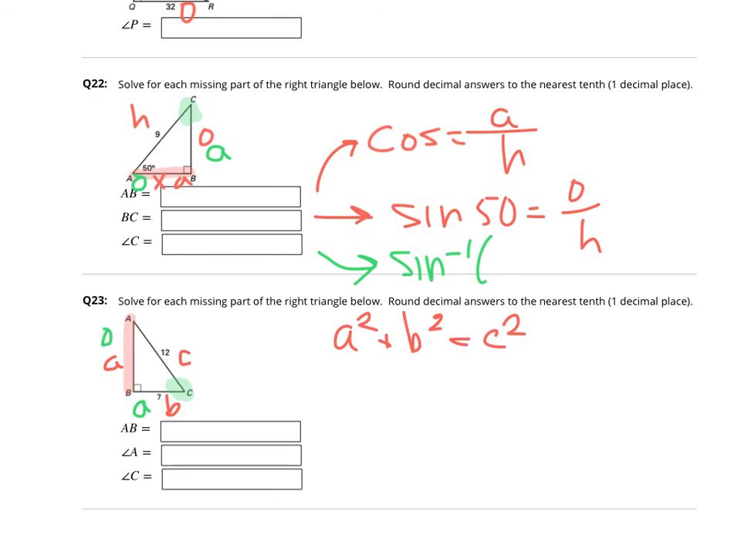And then for down here, we're going to want to use, again, whatever you got for AB over the hypotenuse. We're going to use cosine now. The inverse of cosine is whatever you got for AB divided by 12. And that'll give you how many degrees angle C is.